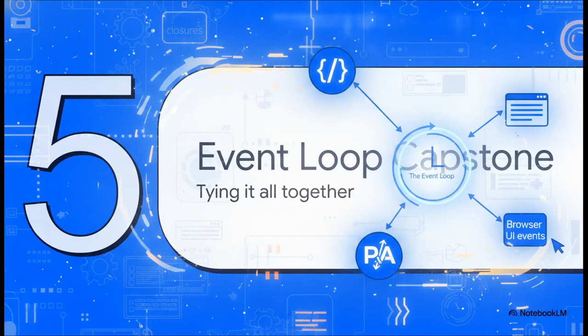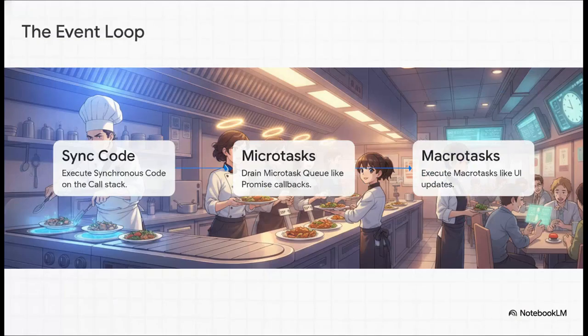Let's tie this all together in Section 5, the event loop capstone. We've talked about closures, asynchronous promises, and browser UI events. But what actually dictates the exact execution order of all this code? Enter the event loop. I want you to think of the event loop like a hyper-efficient ticketing system in a busy restaurant kitchen. First, the engine runs all standard synchronous code straight off the call stack.